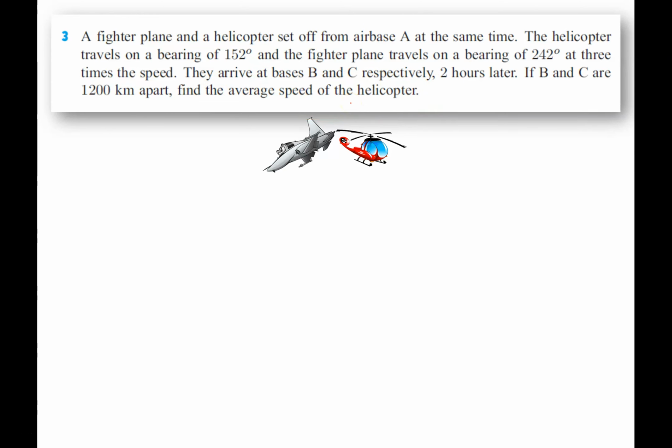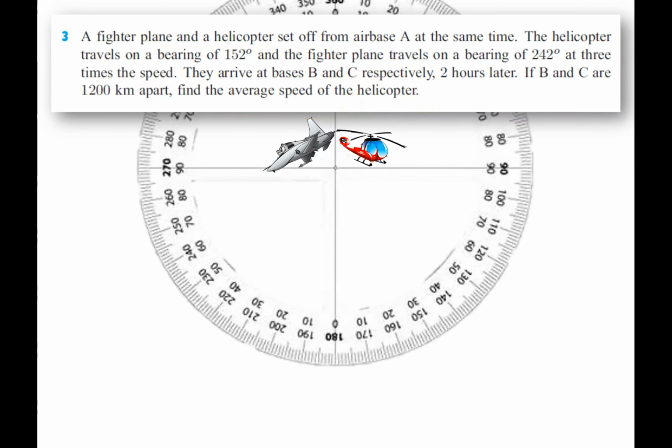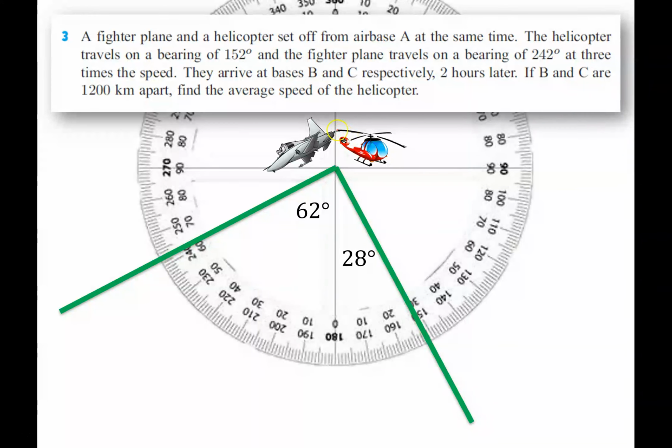Lots of fantastic mathematics going on here. What am I going to do? I'm going to start by sticking a protractor down on my page. From north, I'm going to measure 152 degrees. That's 152. Hence, this is 28. And this is going to be 242. As a result, this is 62.